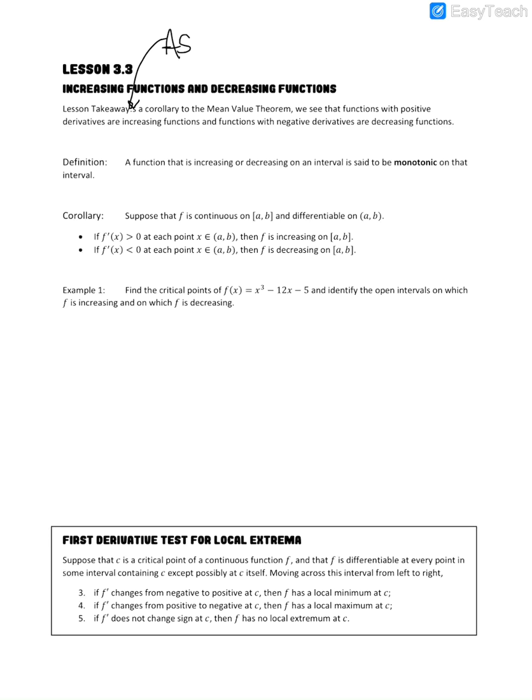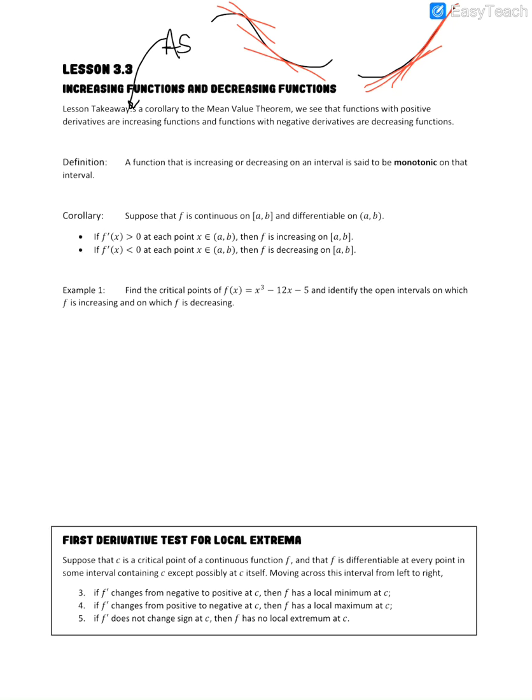And that should make sense to you. If something is increasing, all of the tangent lines are going to have a positive slope the whole time, right? And if it was decreasing, then all of these would have negative slopes the whole time. All right, definition. A function that is increasing or decreasing on an interval is said to be monotonic on that interval. So basically, if it's only increasing or only decreasing, it's called monotonic. Mono means one, and so it's only one way, going up or going down.